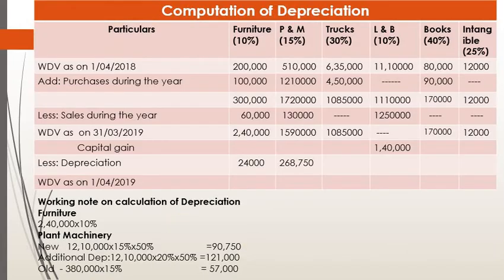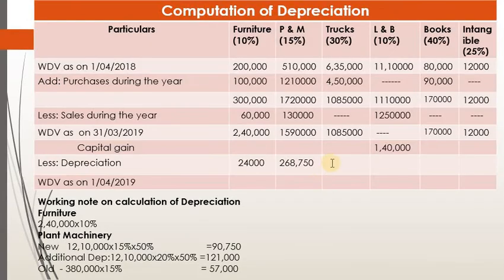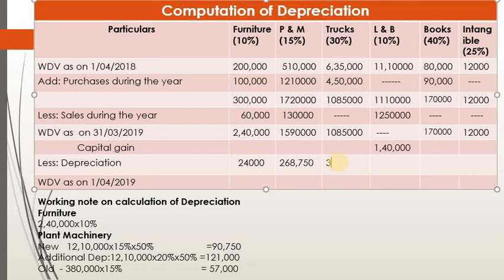So let's calculate. That is 10,85,000 into 30%. So let's calculate what is the depreciation. The value of the depreciation is 3,25,500. So let's write this amount here in the truck column, 3,25,500. Now let's calculate for land and building. We cannot calculate because there is a capital gain. There is no written down value as such. So it's nil here.